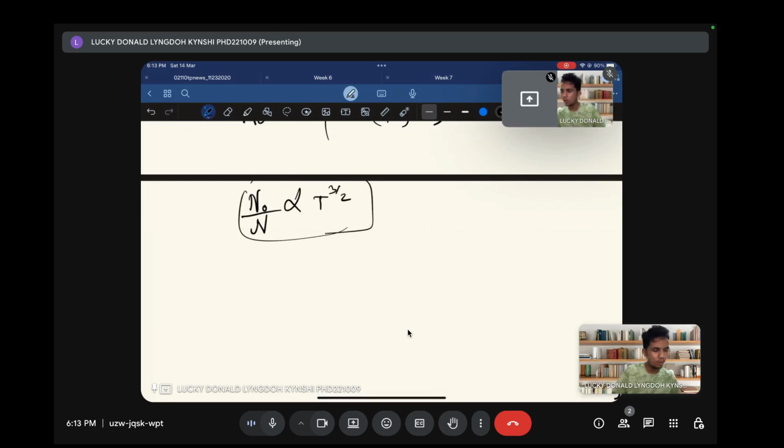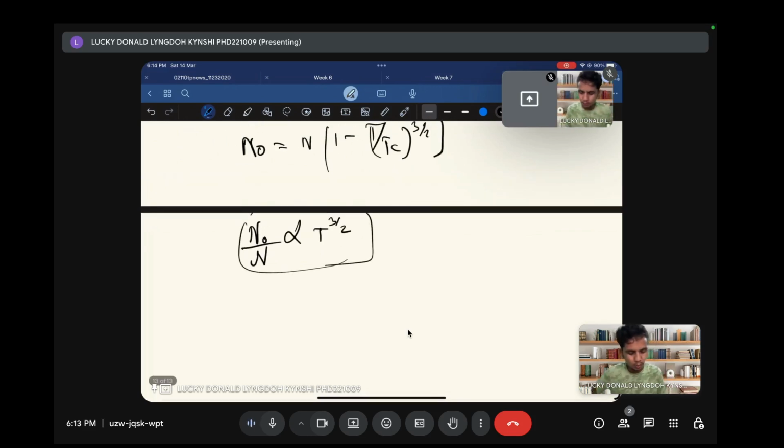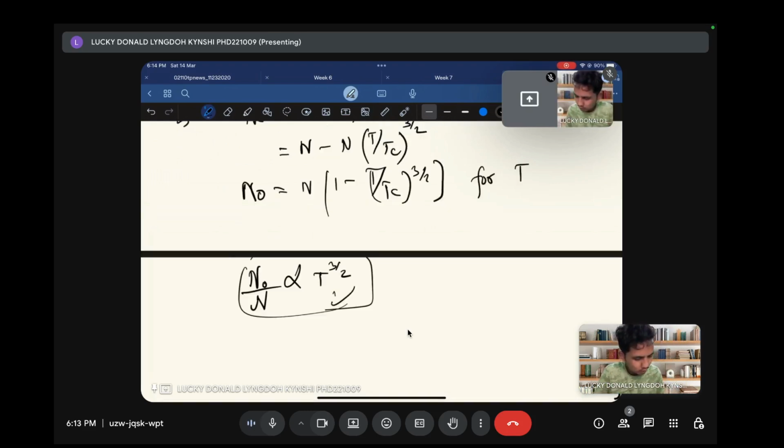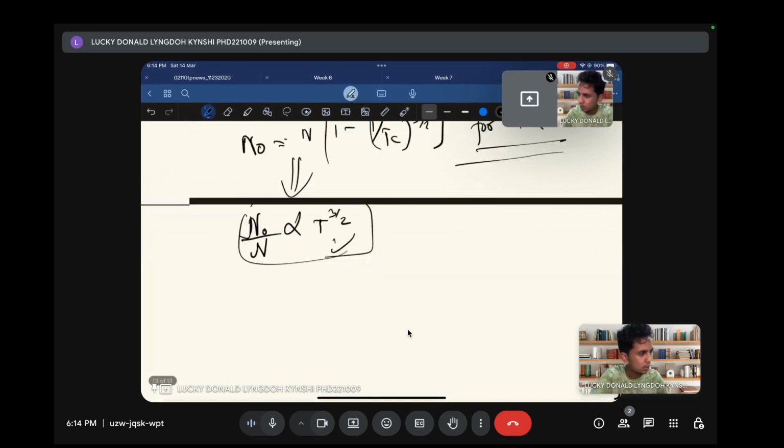Okay, so how does the number of particles depend on the temperature? It turns out to be T to the power 3 divided by 2. So N naught is the number of particles in the ground state, below Tc, for T less than Tc. So N naught divided by N is equal to 1 minus (T divided by Tc) to the power 3 divided by 2. Okay, so we are almost done.